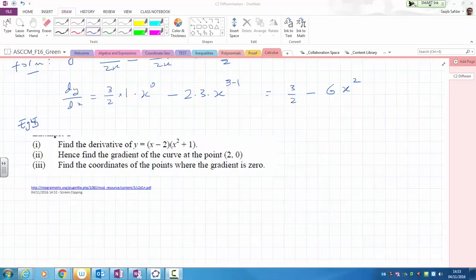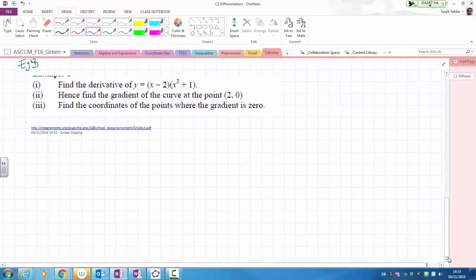Alright, let's look at something like this. We have to differentiate this curve y, and then we have to use our answer to find the gradient of the curve at this point, where x equals 2. And then we have to find the coordinates of the points where the gradient is 0. So let's do this step by step.